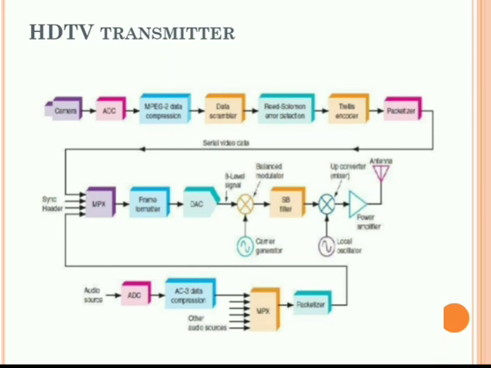The MPEG2 encoder captures and compares successive frames of video to detect the redundancy, so that only the differences between successive frames are transmitted.